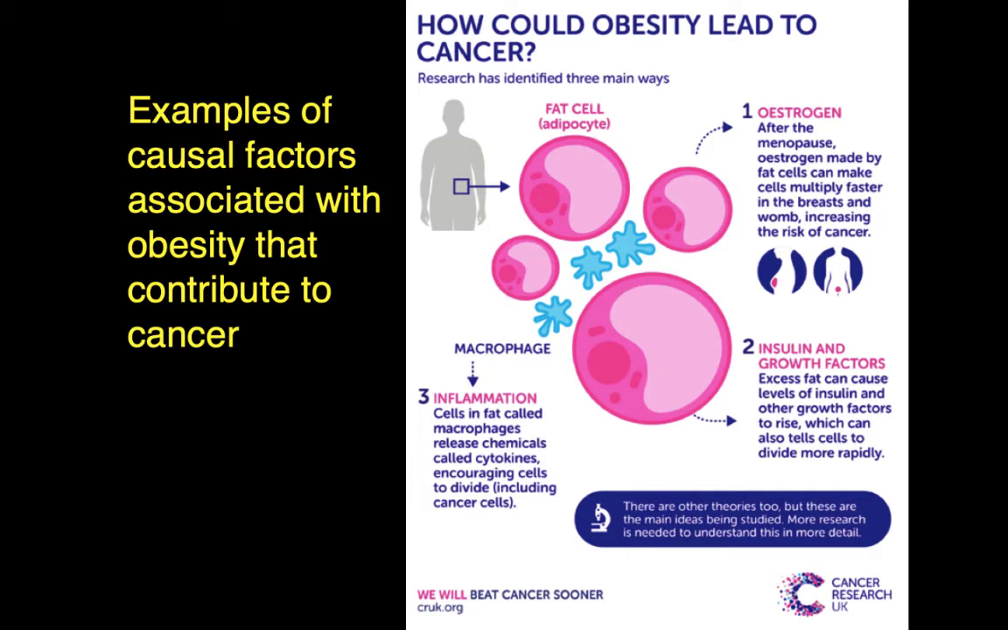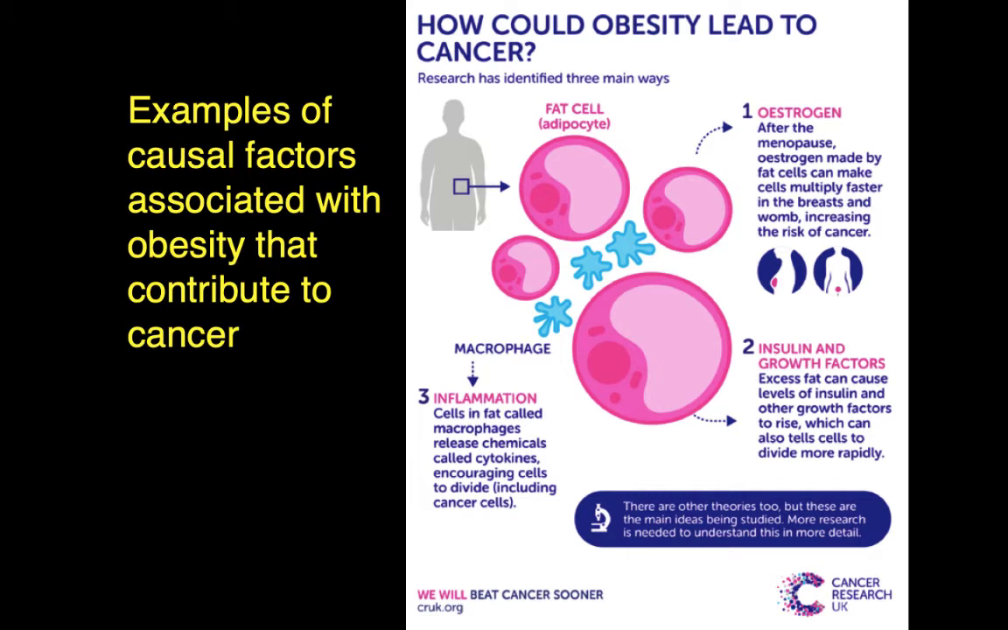After menopause, estrogen made by fat cells can make cells multiply faster in the breasts and womb, and this increases the risk of cancer. Again, what's cancer? It's this unchecked cell division. The cells which usually naturally stop dividing, and some cells actually die, just keep dividing in such a way that their division exceeds the rate at which they are dying. And those cells eventually spread throughout the body in metastasis.